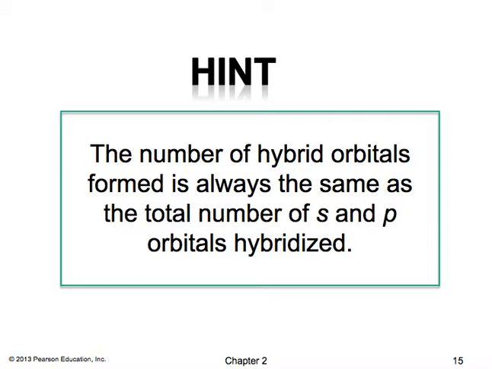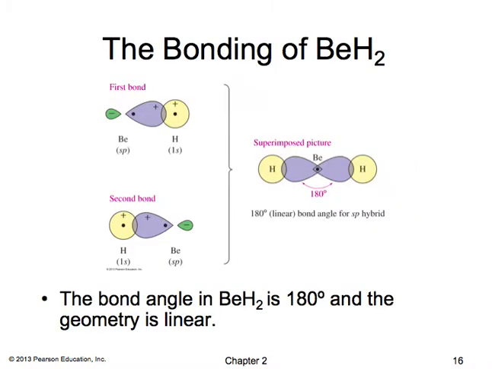Important to note is that the number of hybrid orbitals formed is always the same as the total number of s and p orbitals hybridized. If we look at the bonding of beryllium hydride, as shown here, you have a beryllium sp orbital overlapped with an s orbital from a hydrogen, and the other beryllium sp orbital overlapping with another hydrogen. This gives you a superimposed picture with 180 degrees, consistent with acetylene as shown before. The bond angle of beryllium hydride is 180 degrees, and the geometry is linear.